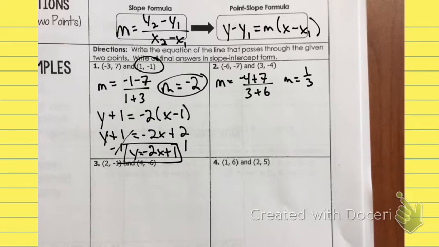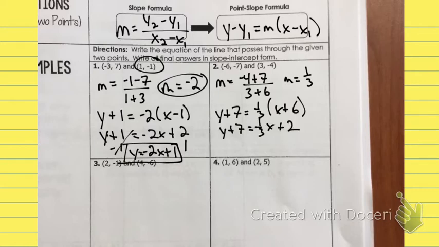Everybody go with a slope of 1/3? Kazzy, which point do you want to rock in point slope form? -6, -7, or 3, -4? -6, -7. So y minus y1 equals m, x minus x1. Okay. I'm going to distribute. I get 1/3 x plus 2. I subtract 7 from both sides. And I get 1/3 x minus 5.